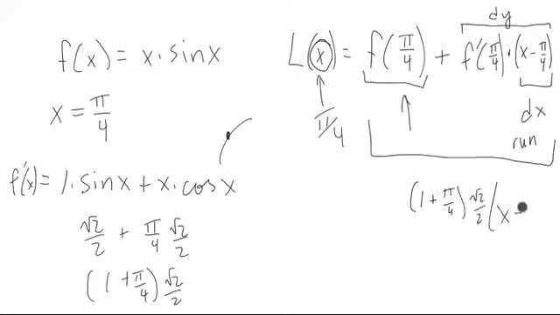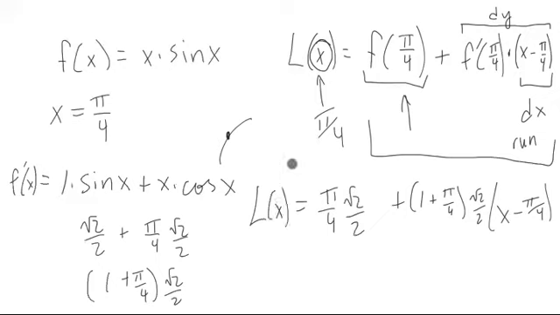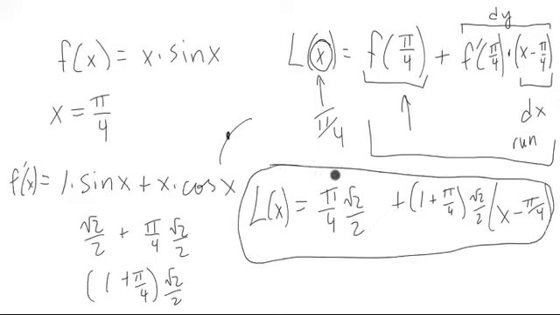Then we have x minus pi fourths. Now let's figure out what f of pi fourths would be. All right, so we just plug in pi fourths into this. We end up getting pi fourths times root 2 over 2. And that right there is the equation of the tangent line. I would just leave it like this. You could simplify it out perhaps, but really I think this looks just fine.